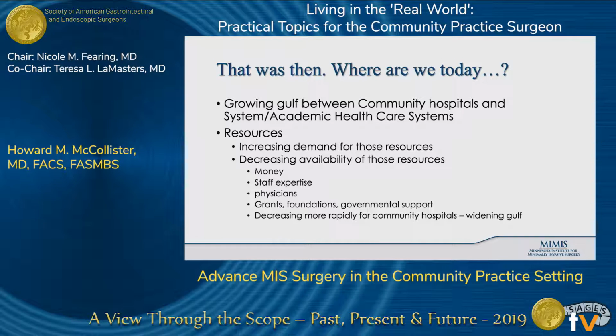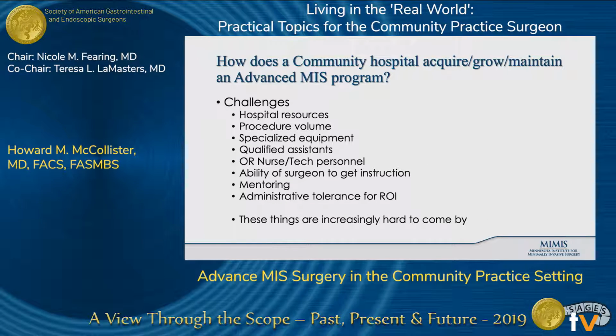But the problem is that there's a growing gulf there, and the gulf revolves around resources. There's an increasing demand for those resources, and there's decreasing availability of those resources. And by resources, I'm talking about money. We're talking about staff expertise, physicians, grants, and foundations. We're talking about governmental support. We're seeing that a lot of these things are decreasing, and they're decreasing more rapidly for the community hospitals, and it's widening the gulf between the community hospitals and the academic hospitals.